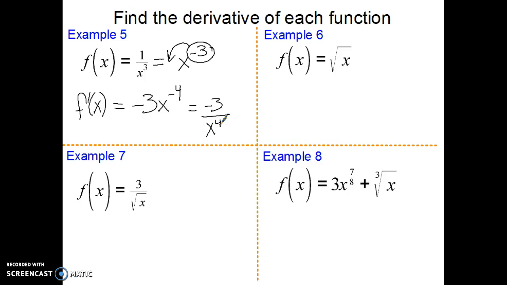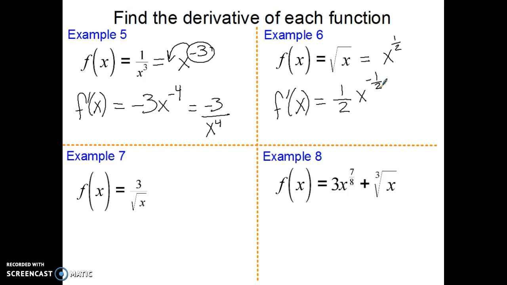Moving on to example 6. Again, we have to rewrite our original function here in terms of x to the n. So the square root of x, if we remember, is the same as x to the 1/2. From here, we can apply our power rule. Our 1/2 will come out in front. So f prime of x will be the same as 1/2 times x to the, well, 1/2 minus 1 is going to give me negative 1/2.